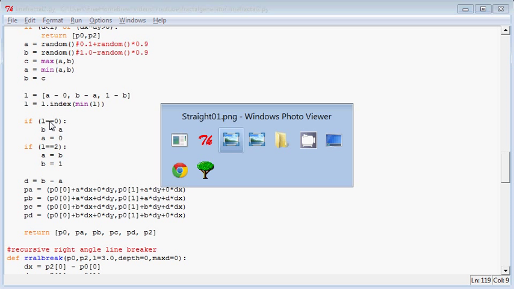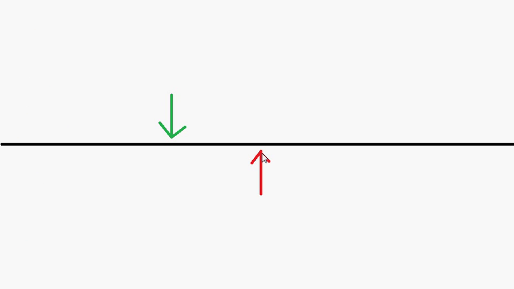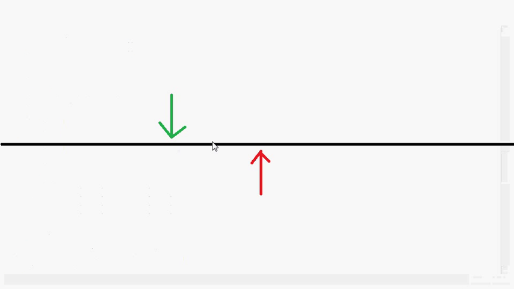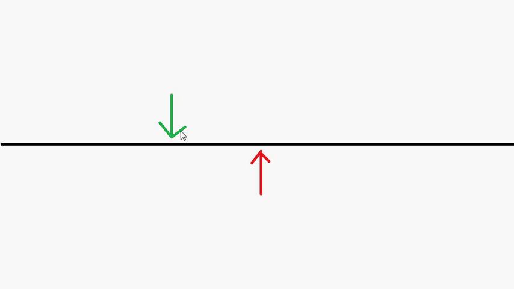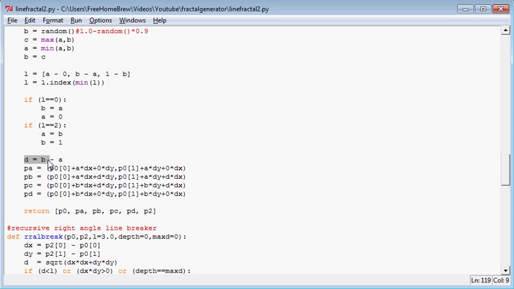If L is 0, i.e. when it's the left part, B is A and A is 0. So we shift the red arrow to the green arrow and the green arrow to the left. And if L is 2, we do the opposite. We move the green arrow to the red arrow and then B is 1. So the red arrow will be moved to the end. And if L is 1, so if it's this area, A and B don't have to be moved. The distance is B minus A.